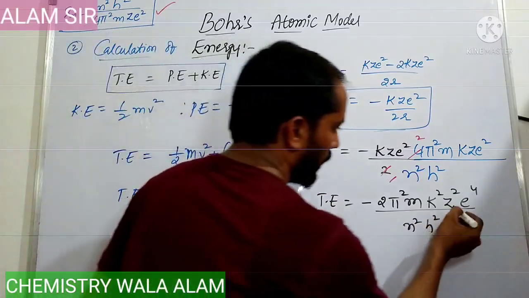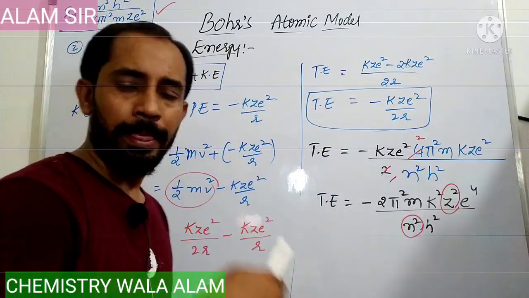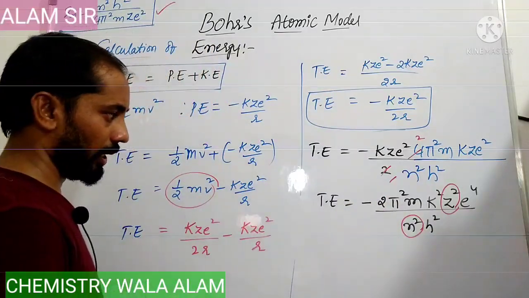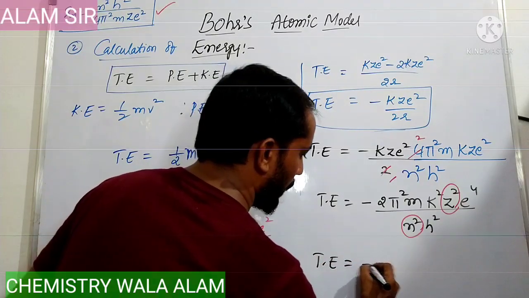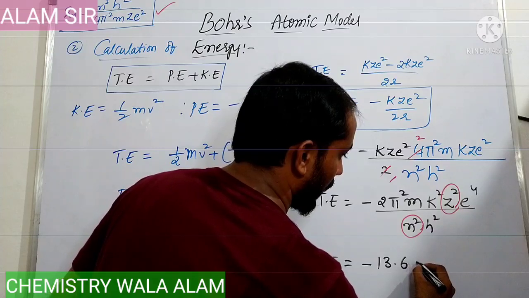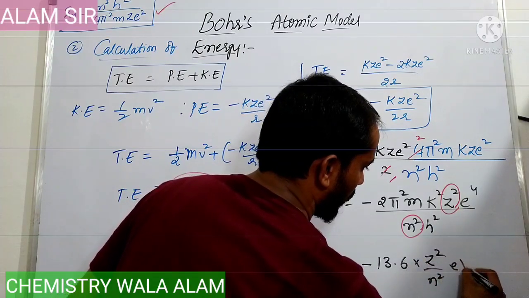Here only z square and n square change based on the atom and shell number; all the remaining terms are constants. So by substituting all these, the total energy can be written as minus 13.6 into z square by n square electron volt.